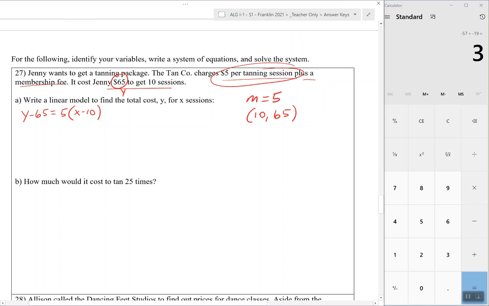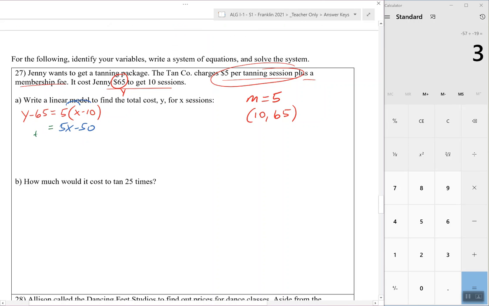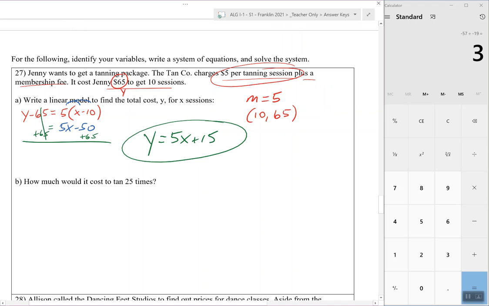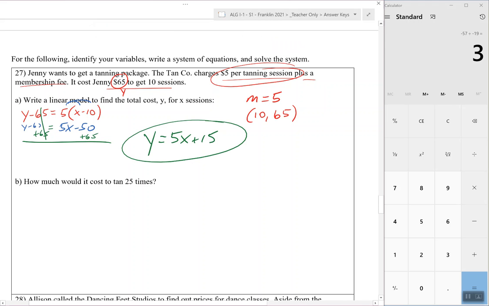And then distributing there, that's 5x minus 50. We'll go ahead and add 65 to both sides, because that's what we're going to have to do to get y by itself. And our linear model is y equals 5x plus 15. Negative 50 plus 65. If the way I wrote that was confusing, remember that's a y minus 65, you can just bring that y minus 65 down. Might look a little better.